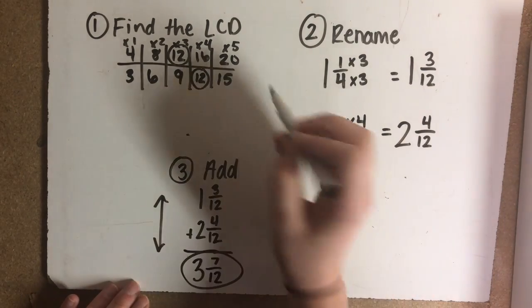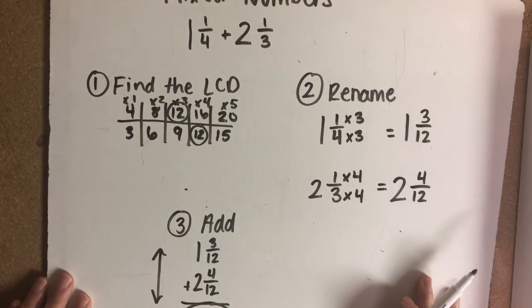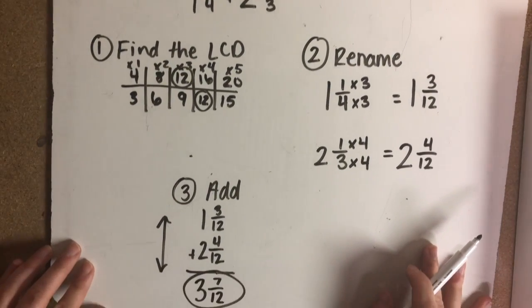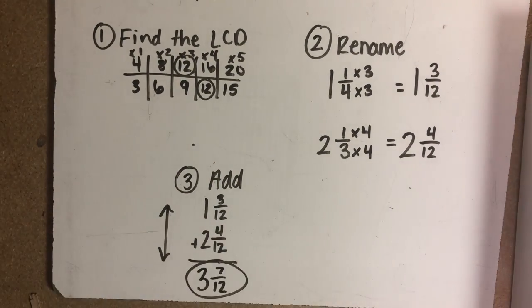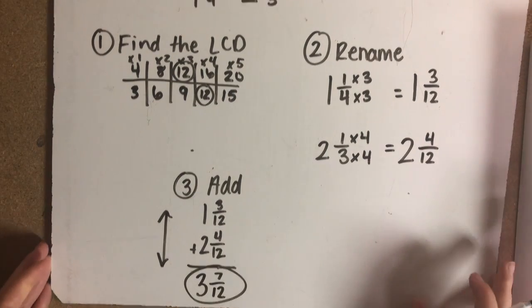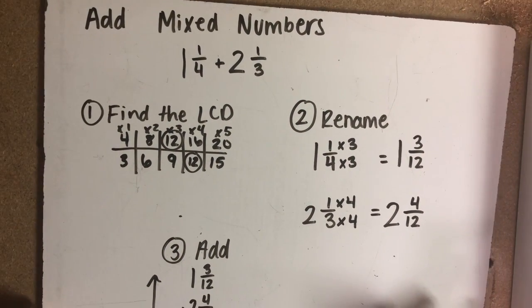So your answer to 1 1/4 plus 2 1/3 is 3 7/12. And that is adding mixed numbers with unlike denominators.